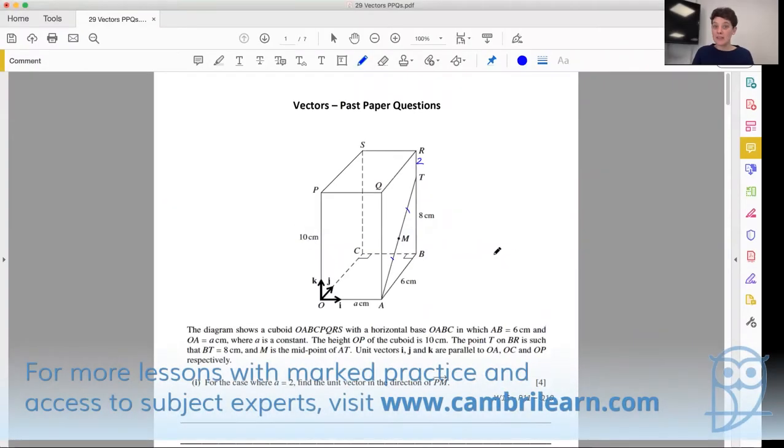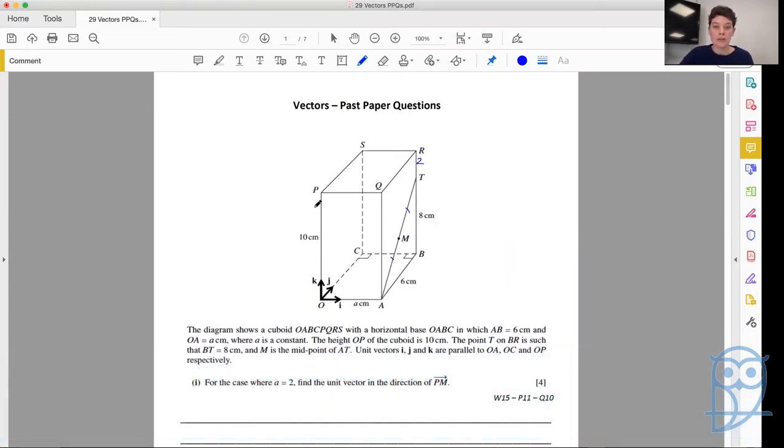So we're looking at vectors past paper questions. When you go through all the information in the question, you always make sure, is there anything else I want to add to the diagram? So in this case, we have this distance OP that's 10, and we have BR that's also 10, so 8 plus 2. A reminder that's there. M is a midpoint, so AM and MT are equal in length.